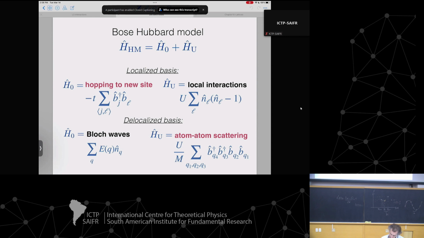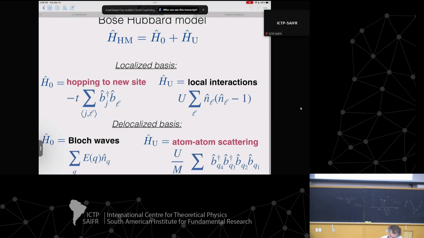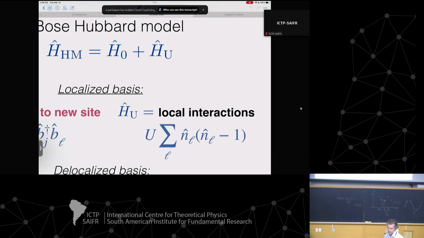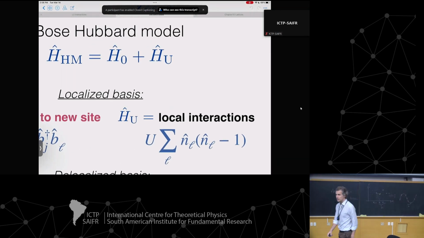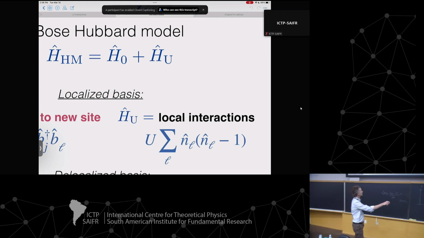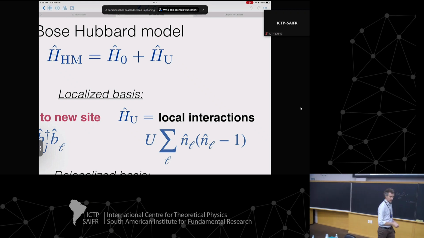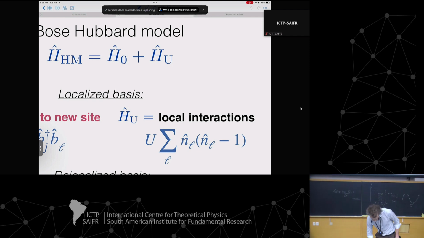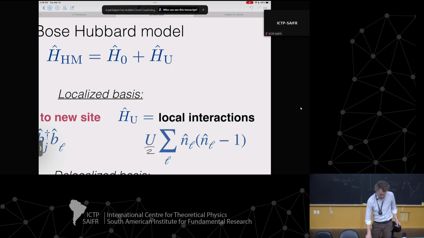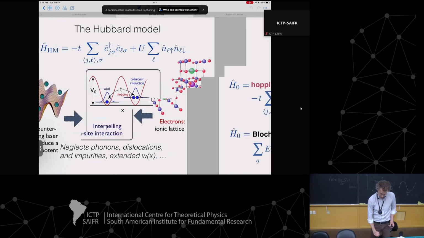I'll come to this other stuff later. But basically, local interactions for bosons have this n times n minus 1. Oh, and this should be a U over 2 here, by the way. Okay, does that make sense?